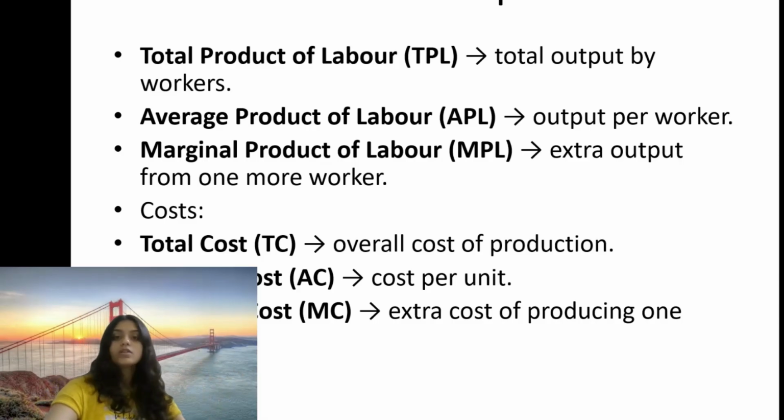Then there is total cost, which is the overall cost of production. Then there is average cost, that is the cost per unit of product that you produce. Marginal cost is the extra cost you have to bear for producing one more unit of a product. One thing you should be aware of is that a firm always compares marginal revenue with marginal cost to decide how much to produce.